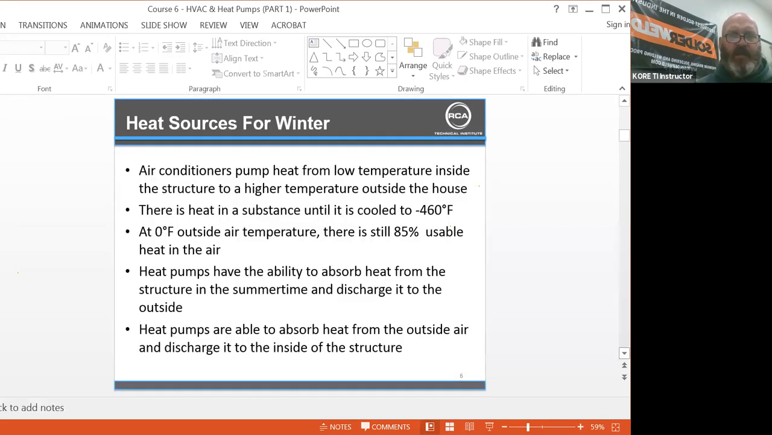Air conditioners pump heat from a low temperature inside the structure to a higher temperature outside the structure. There is heat in a substance that is cooled to minus 460 degrees. At 0 degree outside air temperature, there is still 85% usable heat in the air. Heat pumps have the ability to absorb heat from the structure in the summertime and discharge it to the outside. And heat pumps are able to absorb heat from the outside air and discharge it into the inside of a structure.